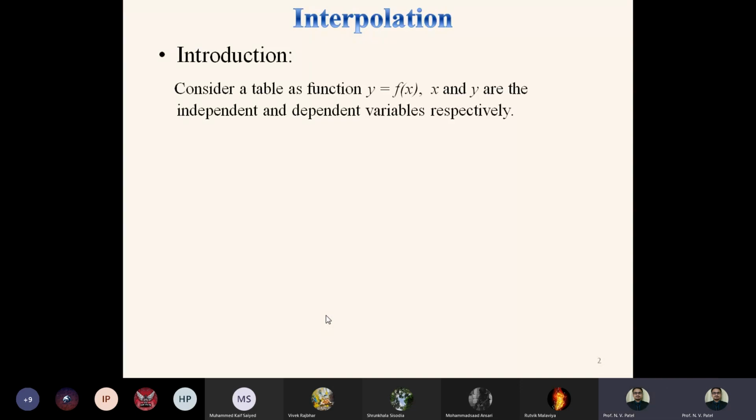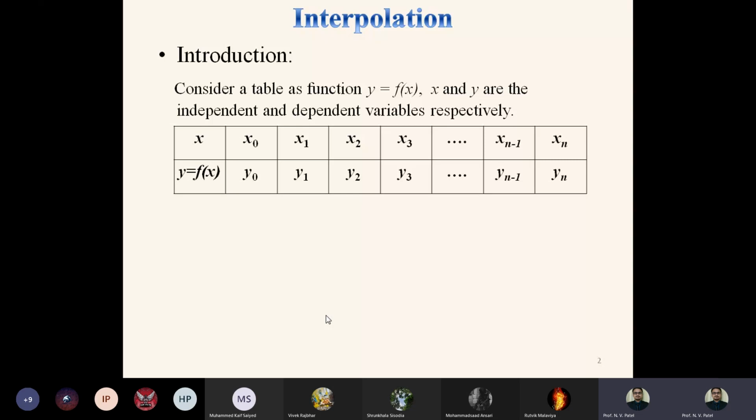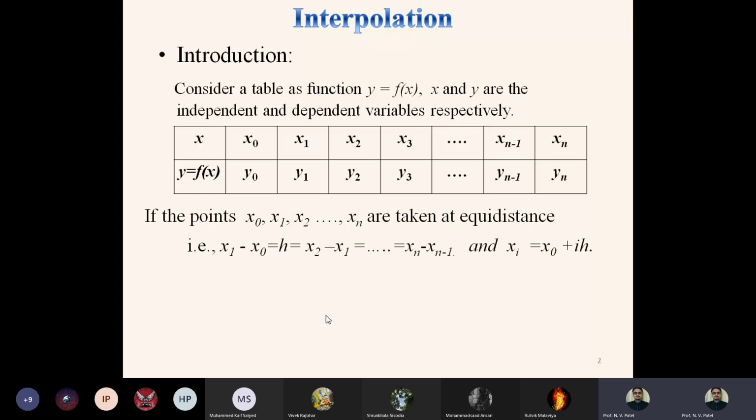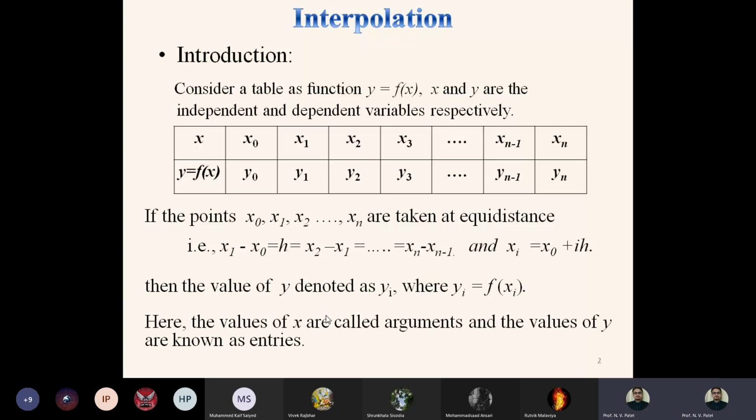So whenever we have some values for x and y, where x is independent and y is dependent variable on x, and we have discrete values x0 to xn, which are equidistant. So we have a step size h, which is the consecutive difference between x values, and corresponding y values are denoted by yi, where yi is equal to f of xi. The values of x are called arguments and the values of y are known as entries.